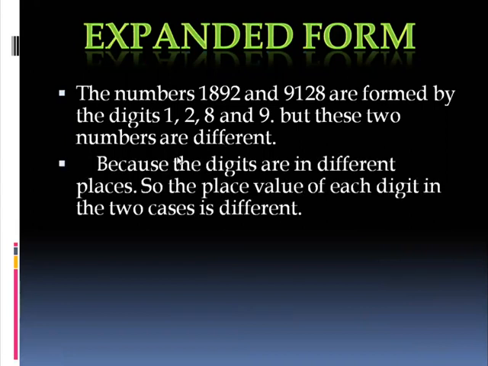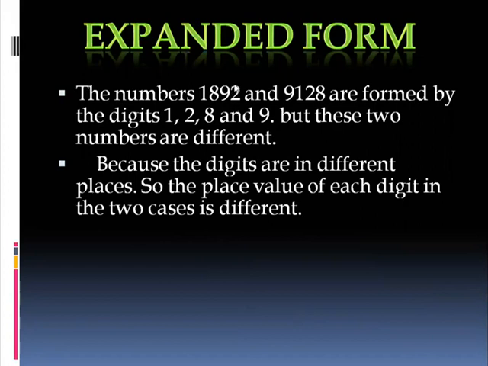Because see, the digits are in different places. So the place value of each digit in the two cases is different, right? See, the numbers 1892 and 9122 are formed by the digits 1, 2, 8, 9, right? See, 1, 2, 8, 9. Here also 1, 2, 8, 9. But these two numbers are different because the place value of each digit in the two cases is different.